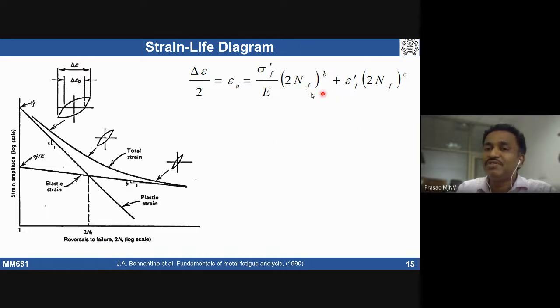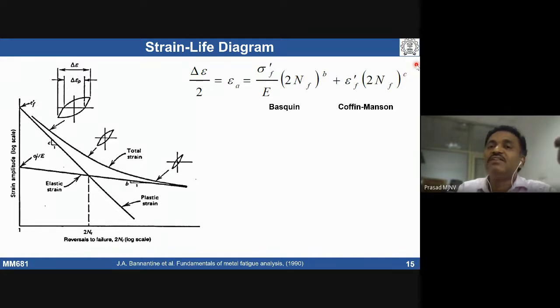These are material properties. The coefficient sigma f prime is called the fatigue stress coefficient. b is the Basquin exponent. Nf is the number of cycles to failure. Epsilon f prime is the fatigue strain coefficient. c is the Coffin-Manson exponent.